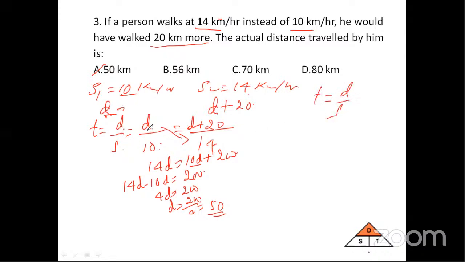So in the first case the distance was D and speed was 10, which is equal to the second case, where the distance was D plus 20 divided by speed 14. Now when I do cross multiplication, D into 14 means 14D, D into 10 is 10D, 20 into 10 becomes 200. Now if 10D comes this side, 14 minus 10 is 4D is equal to 200. D is equal to 200 by 4, which is 50. So 50 kilometers is the right answer. I hope it's clear.